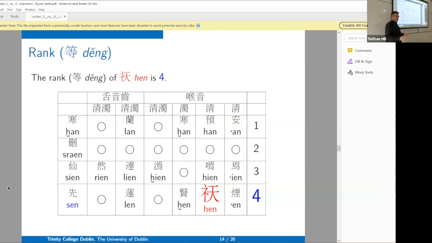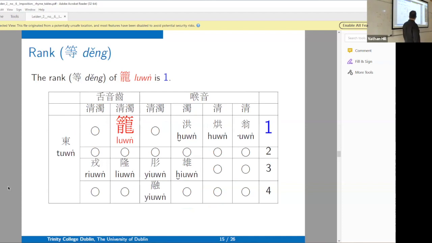And then I will make a terminological point that I'll come back to later, which is I think it's very helpful to distinguish between ranks and divisions. We haven't gotten to divisions yet, but they're both called deng in Chinese. With rank, we're talking about the rhyme tables, and with divisions, we're talking about the rhyme books, which we haven't gotten to yet.